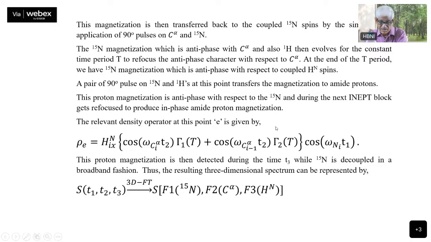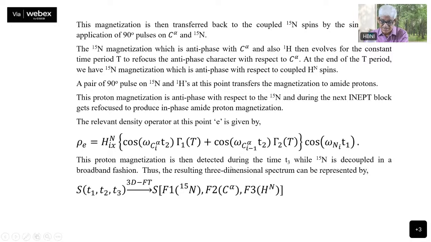The relevant density operator at this point is given by this. You have HIX cosine omega C alpha T2 gamma 1 T plus cosine omega C alpha minus 1 T2 gamma 2 T and cosine omega N T1. You see, all the other nitrogen and all product operators are gone. What has remained is only the amide proton operator there, and other things are simply a function of T2. So frequency labeling of T2 has happened here, and frequency labeling of T1 has happened here. This T1 frequency labeling uses the nitrogen frequencies, and T2 frequency labeling uses the C alpha frequencies.